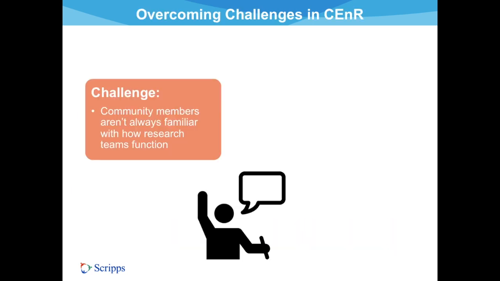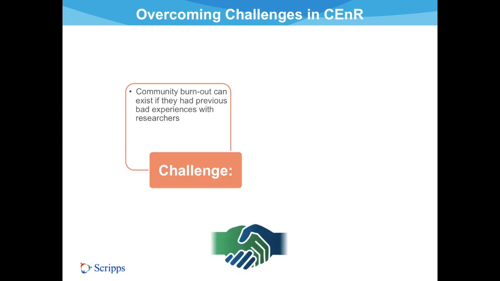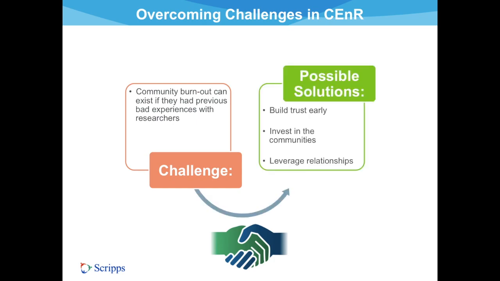Another barrier is that the community members may not be familiar with how research teams function. As a solution, be sure to provide Research 101 training for community research partners. Community burnout may exist where there have been previous bad experiences with researchers in community-placed studies. Build trust with the communities early, before research is initiated. Invest in the communities and leverage relationships.